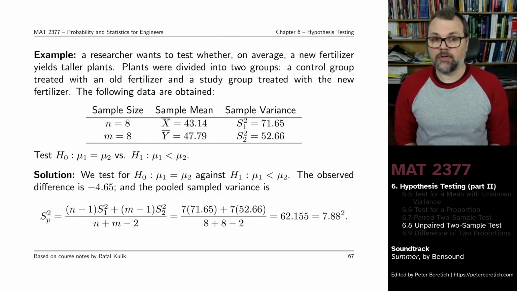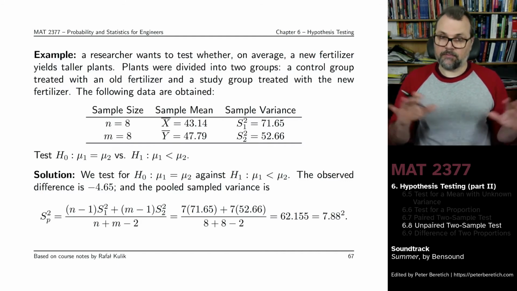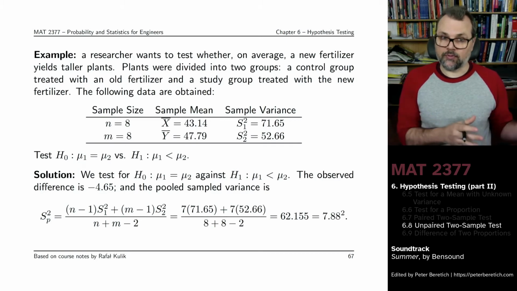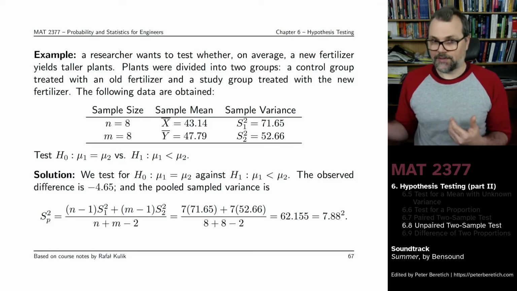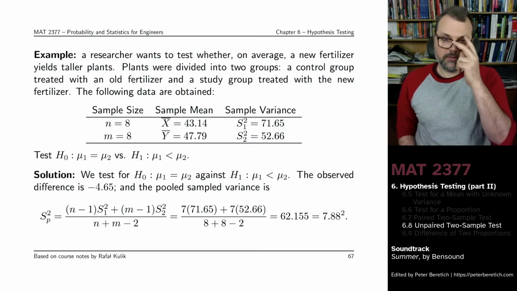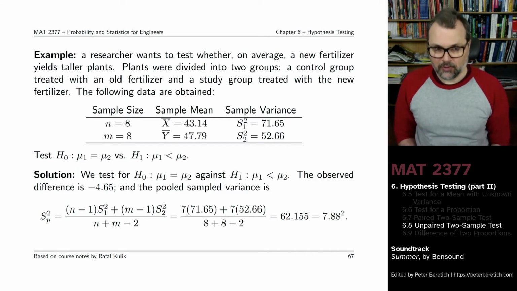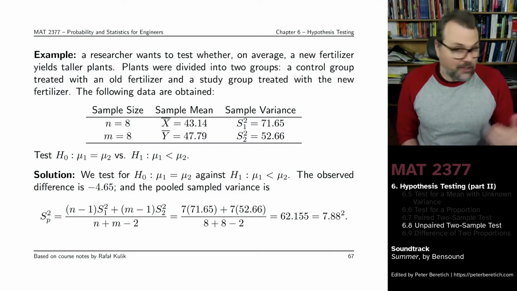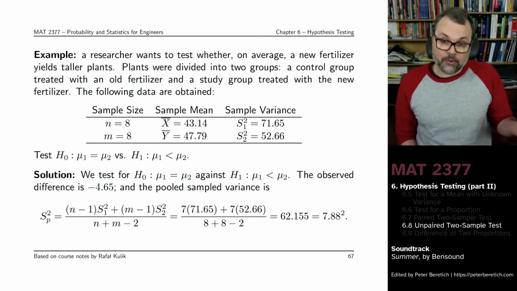Here's your example. You have a researcher that wants to test whether on average the new fertilizer that she came up with yields taller plants. So you divide the plants into 2 groups, a control group, which will be treated with the old fertilizer, and a study group, which you will treat with the new fertilizer. And you get the following data. The sample size of the first group is 8. The sample size of the second group is 8. Here it happens that N is equal to M, but that's not usually the case. That's certainly the case here.